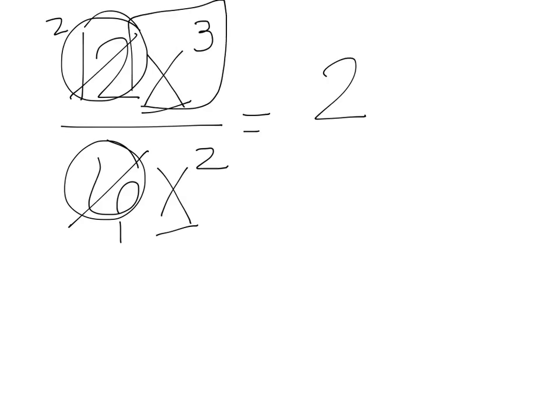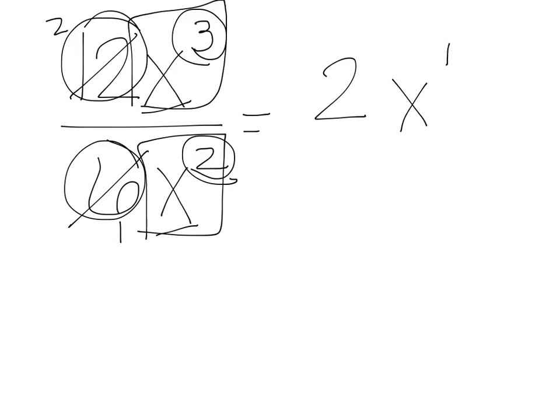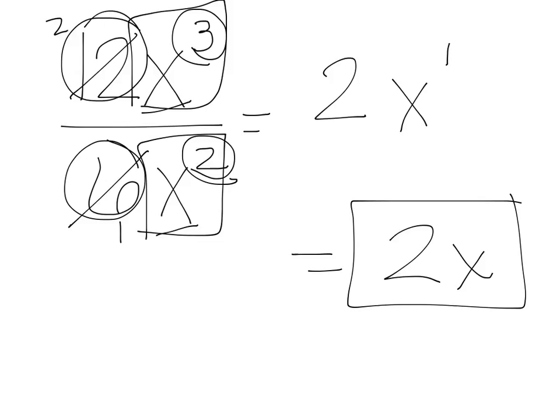What happens when we take x cubed divided by x squared? It's x to the 3 minus 2 power, which is 1. And I don't have to write that. The answer is simply 2x. All right? If you write 2x to the first, you're not wrong, but you don't have to.